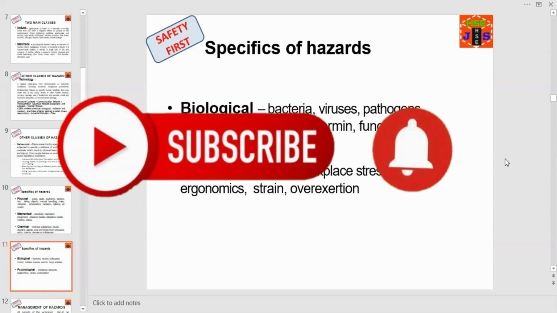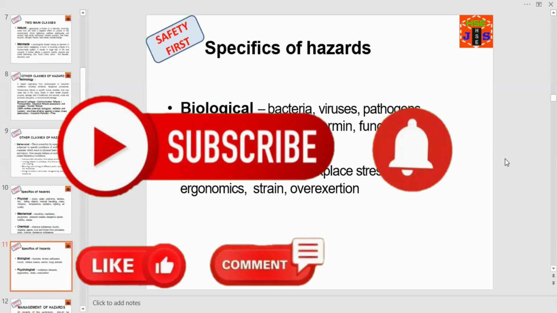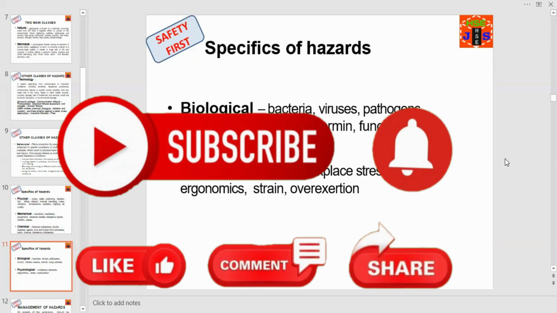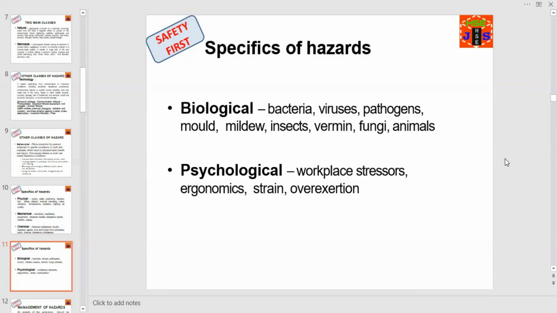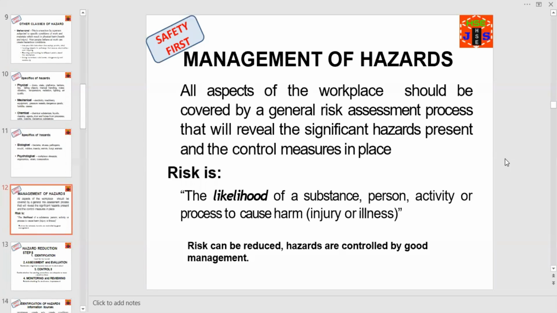I hope today you are getting some new things in some different way after discussing the specifics of hazards. Now we will try to understand how to manage these hazards. Dear friends and fellows, all aspects of the workplace should be covered by a general risk assessment process that will reveal the significant hazards present and the control measures in place.